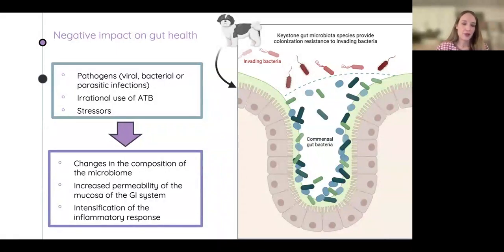And as I already said, we would see a change in the composition of the microbiome as a result, then increased permeability of the mucosa of the gastrointestinal system. That is also quite an important one, because as you see in this picture, for example, there is a wall of enterocytes on every villus.